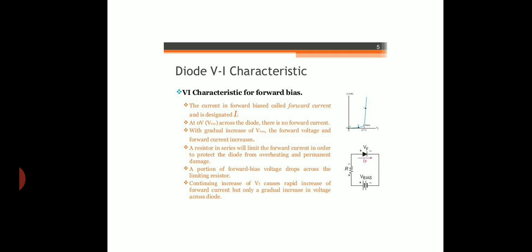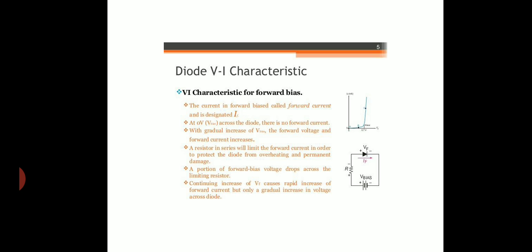VI characteristic for forward bias. So in the graph or characteristic curve, we have seen the forward bias characteristics. The current in forward bias is called forward current and is designated IF. So at 0 volt across the diode, there is no forward current. With gradual increase of the diode biasing voltage, the forward voltage and forward current increase.